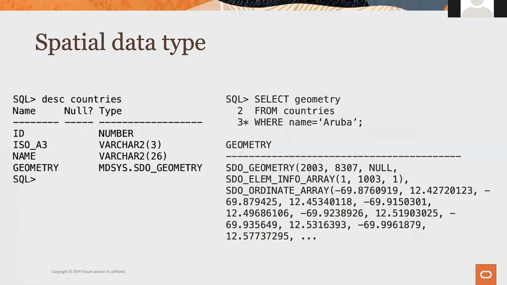It's just a built-in native object data type that has information, including identifiers to specify what type of geometry it is. Here, this is a two-dimensional polygon, and you can see the latitude, longitude coordinates that make up that shape. In this case, it's the shape of Aruba.